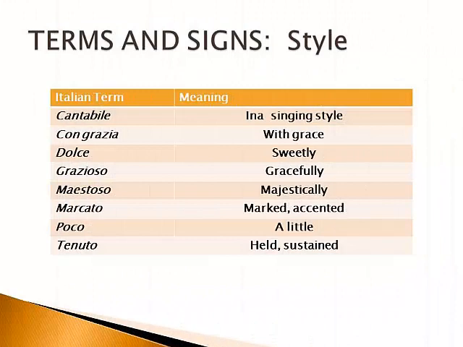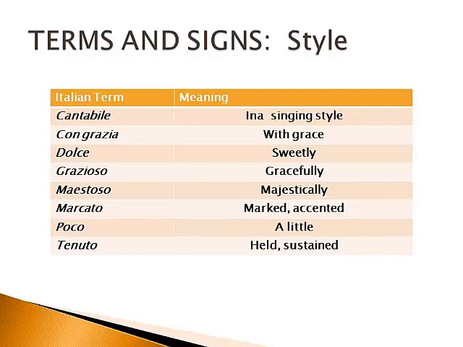Next we have some Italian terms for style in music. Cantabile means in a singing style. Con grazia means with grace, and it looks like grace when you look at grazia. And con means with. Dolce is sweetly. Grazioso is gracefully. And when you look at con grazia, is with grace and grazioso is gracefully, so you can kind of see how those two go together.